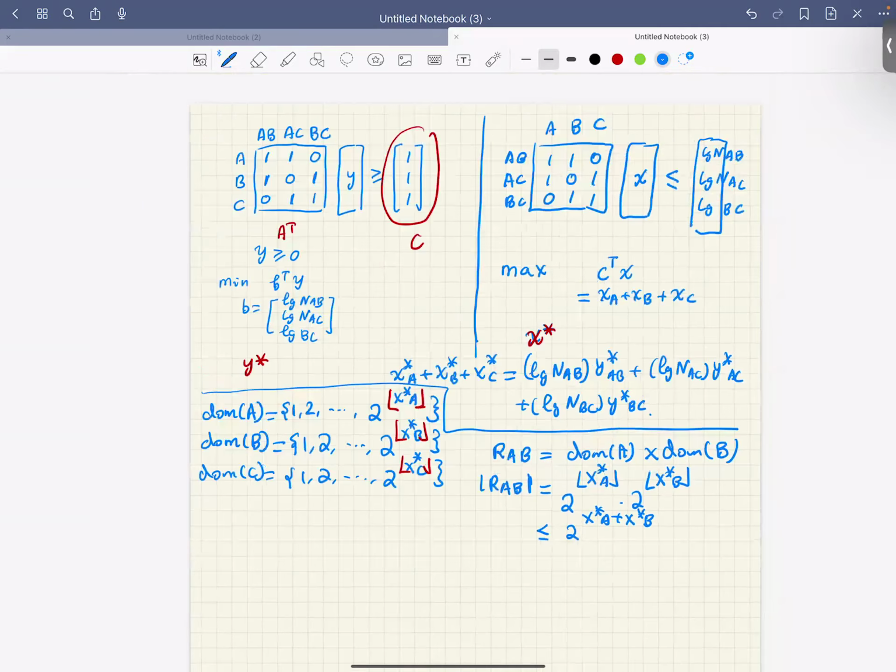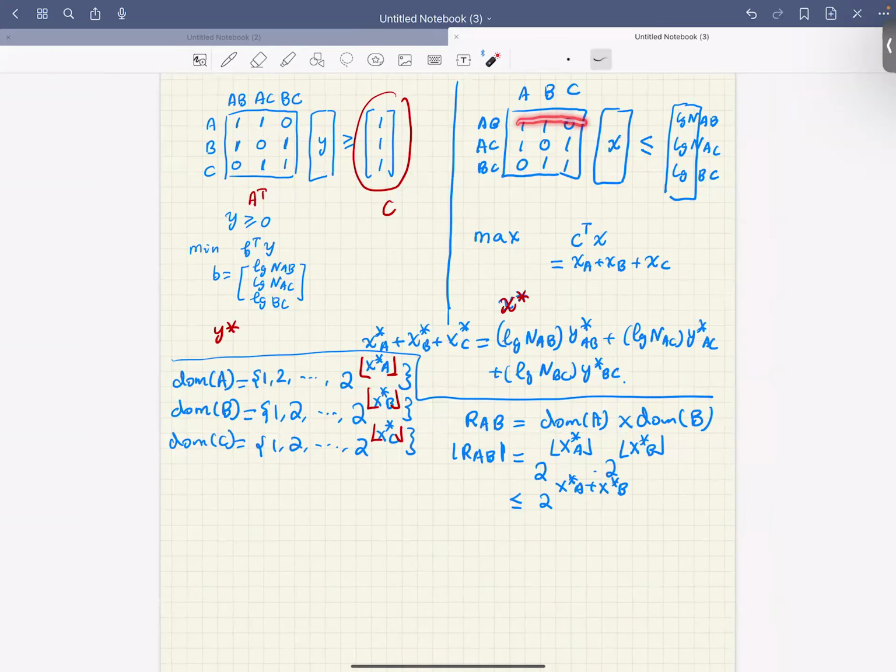Well, now let's look at the inequality here. You know x will have to conform to the LP, and therefore it has to obey the first inequality. So you see, I'm indicating the inequality for you. So this says the sum of XA and XB will have to be bounded by what I have here. So this is bounded by 2 to the power of log of NAB. By the way, all the logarithm bases are 2 here, okay? So this is precisely NAB.